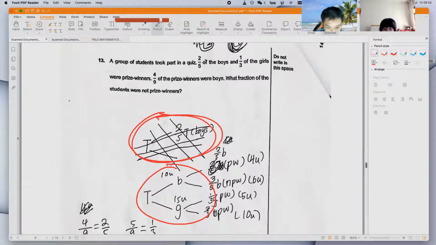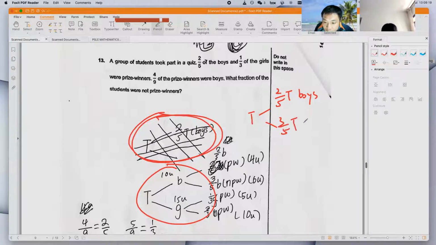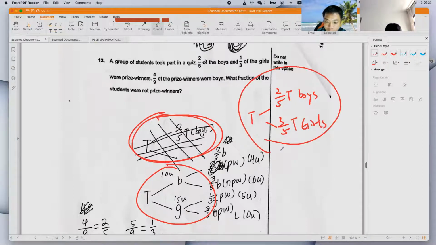Because I put total and 250 boys. Yeah. That means that total equals to boys, but no, 2/5 of the T is boys. You are right. Then 2/5 of T is boys, so that means 3/5 of T is girls. Can you continue from here?